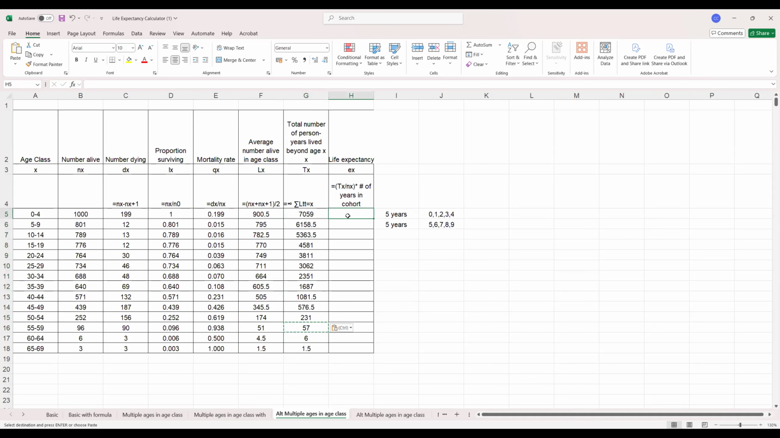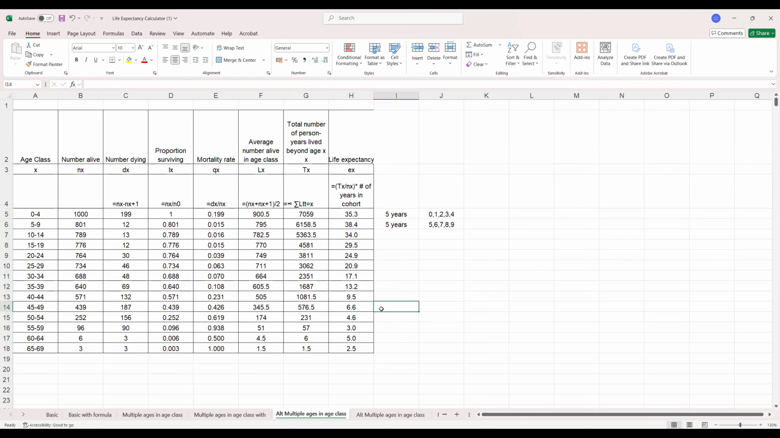From there, you can compute life expectancy, which is T sub x divided by n sub x times the number of years in that cohort. Again, we counted that at the start. It's 5. So times 5. Repeat. Sorry, I forgot the open parenthesis again. So T sub x divided by n sub x times 5. And then we copy paste or drag and drop. And then we mind the number of decimal places.